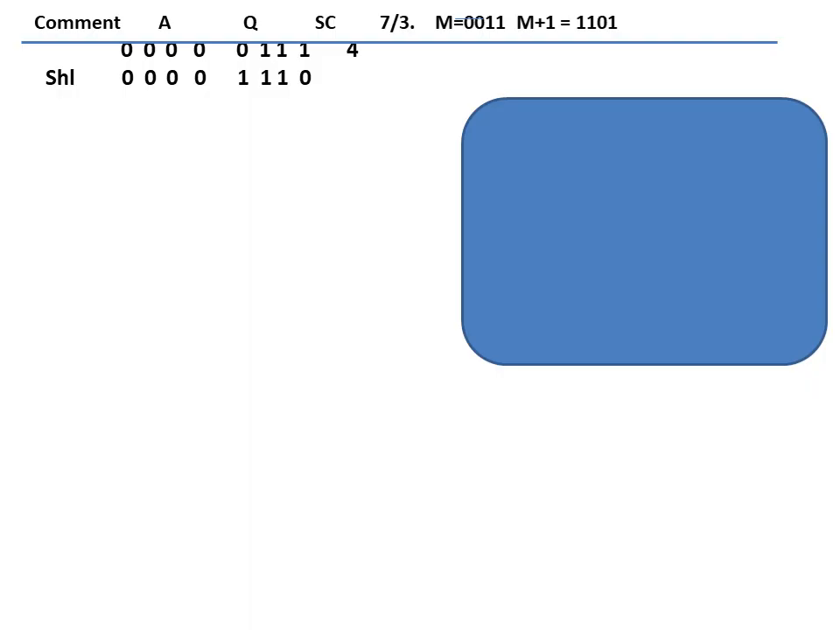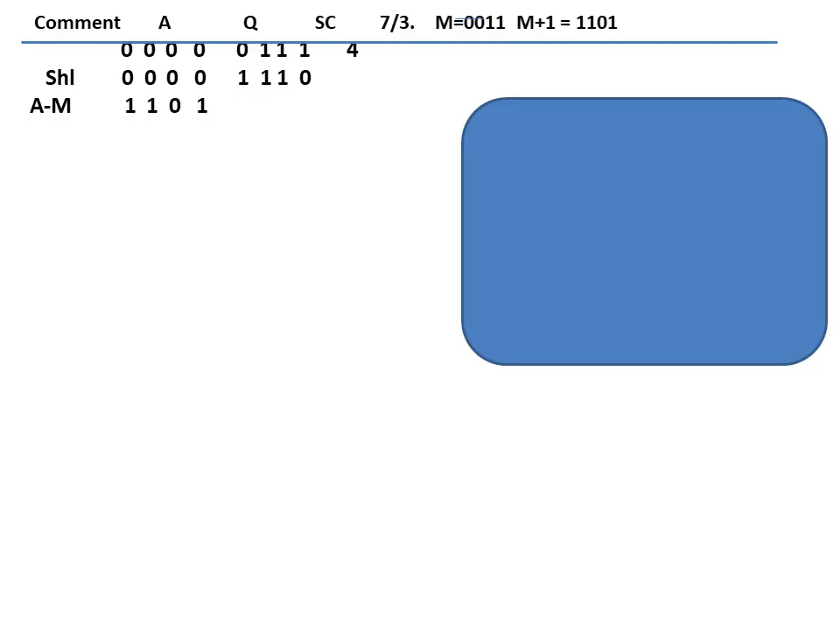The sequence counter is 4. Since there are 4 bits, the SC is taken as 4. Now perform the shift left operation. When we shift the content of the Q bits, we will get this result. After performing the shift left operation, perform A minus M.